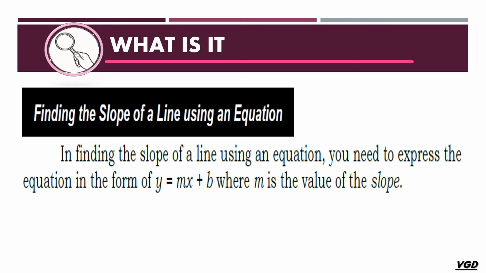And that was how to solve or to find the slope of the line given 2 points. And now let's proceed to finding the slope of a line using an equation. In finding the slope of a line using an equation, you need to express the equation in the form of y equals mx plus b, where m is the value of the slope.